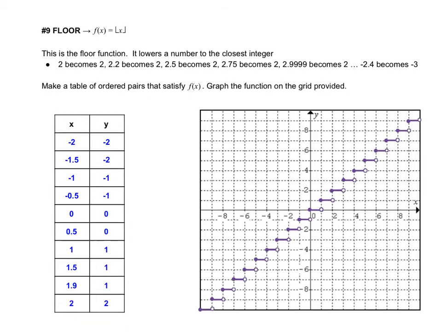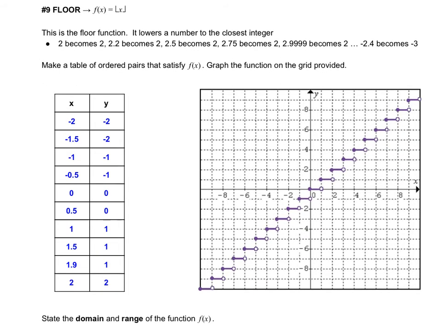What I really want to look at is our actual graph here. If I look here, any value between 0 and almost 1 will get dropped down to 0. So 0.5 will get dropped down to 0. 0.9 gets dropped down to 0. The minute I hit 1, though, my y-coordinate would be 1. So notice there is a hole here, which shows that there actually isn't a value when x equals 1 on this line. It jumps up over here.